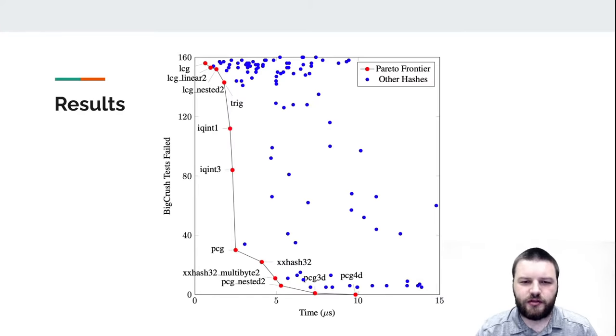The labeled hashes, also marked with red dots, are the ones that fell along the Pareto frontier and have the best performance for their quality class. Please see our paper and supplementary for more detailed results, graphs, tables, and deeper analysis. Now we'll go through the few hash functions that fell along the Pareto frontier.